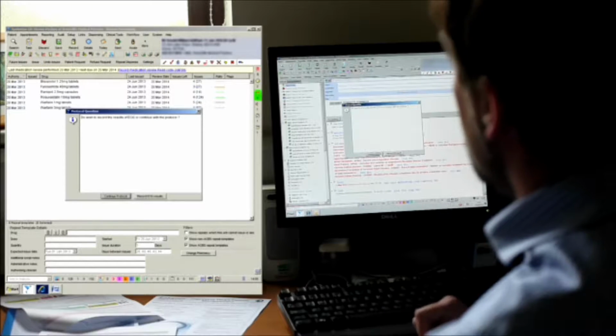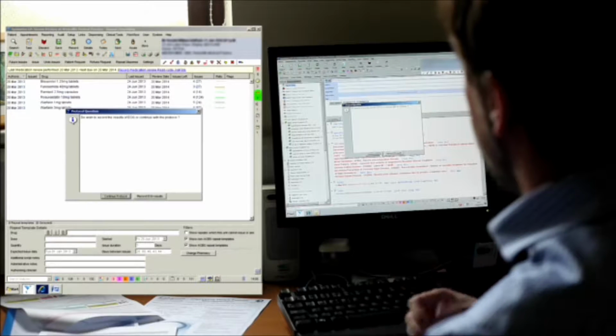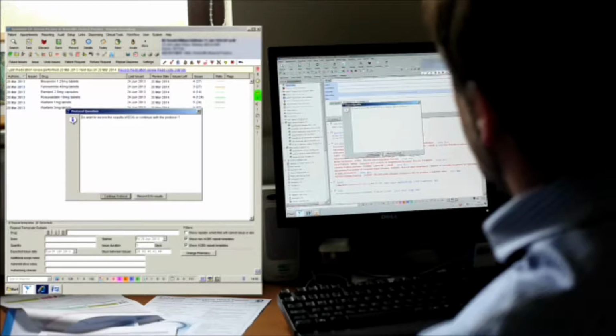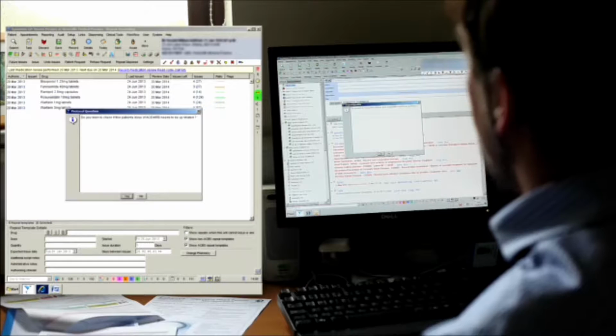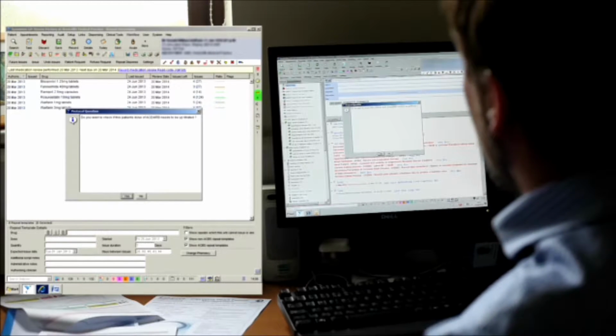The first thing it asks me to do is what am I doing at the moment? Do I need to record an ECG? Do I need to manage the patient? And I'm going to manage the patient on this occasion. The protocol's first step is to look for ACE inhibitors and for ARBs.